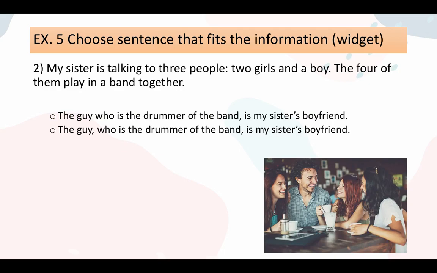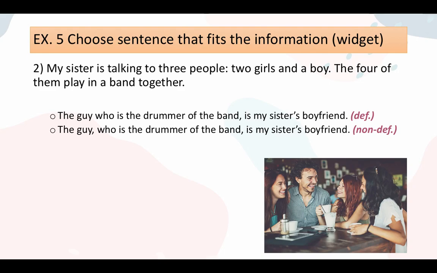Situation 2 is my sister is talking to 3 people, 2 girls and a boy. The 4 of them play in a band together. Again, you can choose between a defining or non-defining relative clause about the guy in the band. So the band consists of 4 people, 3 females and 1 male, like you for example see in the picture. Now, do we need extra information to identify the guy in this group of people? Not really, because there is only one guy and the rest of them are girls.